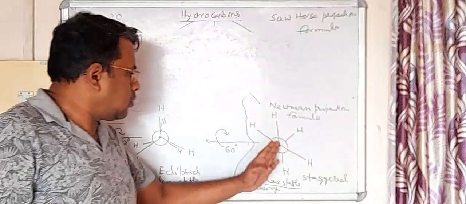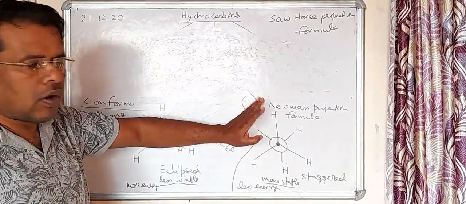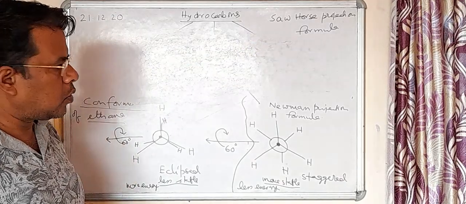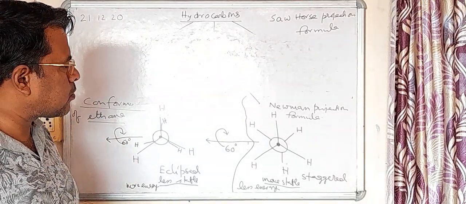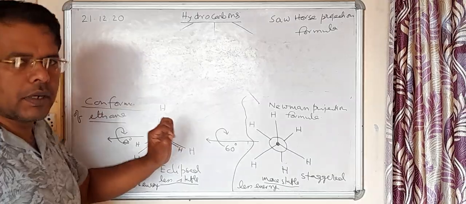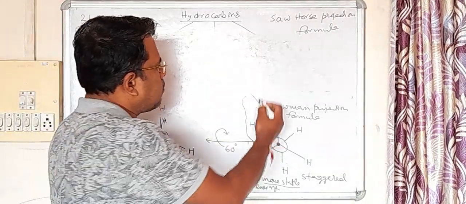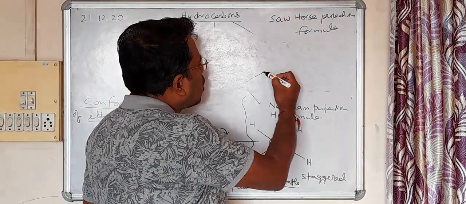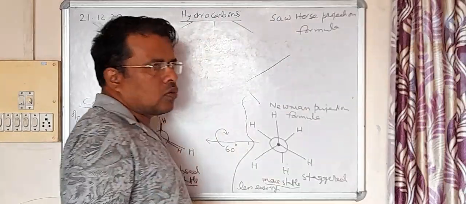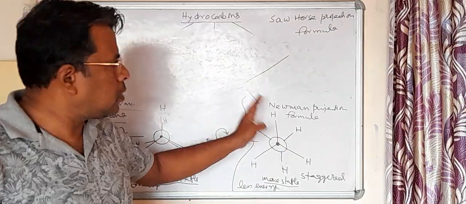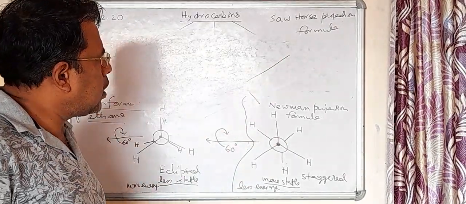Suppose this is the staggered and eclipse form only. Now I am trying to show you according to the Sawhorse projection formula. According to the Sawhorse projection formula, the carbon-carbon bond is shown. Suppose this is how the carbon-carbon bond is shown in Sawhorse. In the case of Newman, it was not shown, but here it is shown.